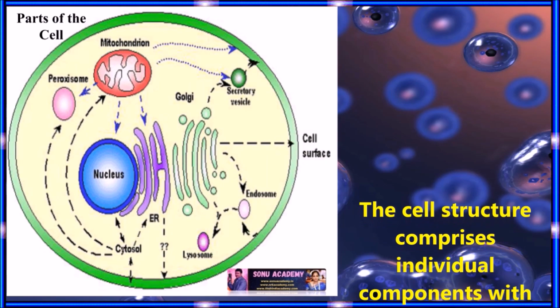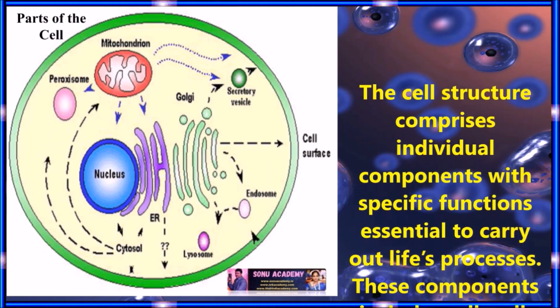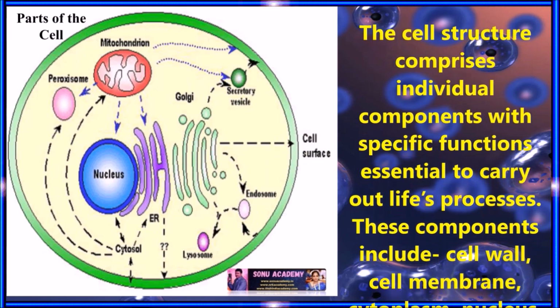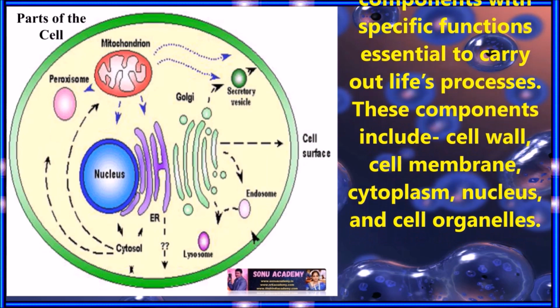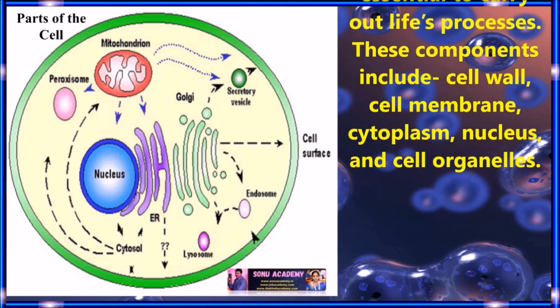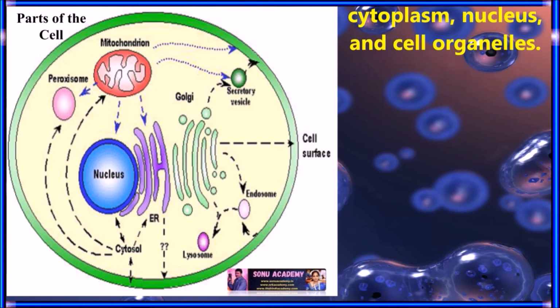Now let us discuss in detail about parts of the cell. The cell structure comprises individual components with specific functions essential to carry out various life processes. These components include cell wall, cell membrane, cytoplasm, nucleus, and cell organelles.